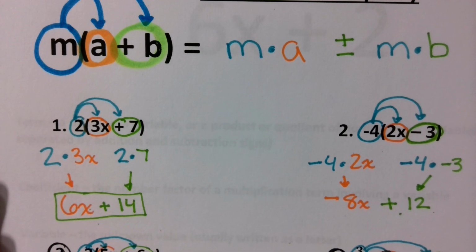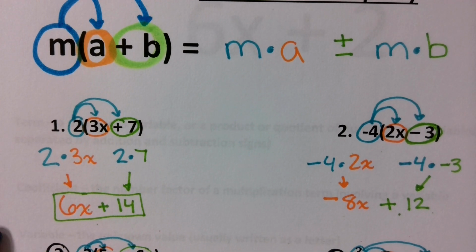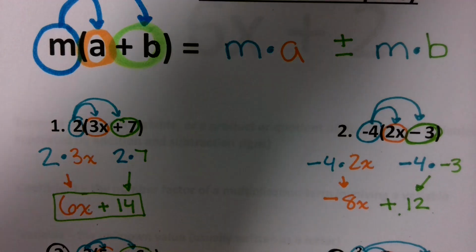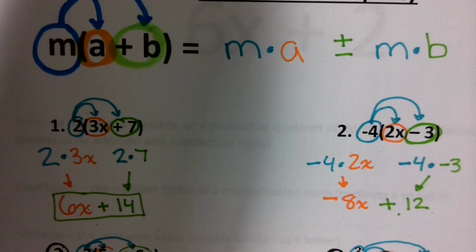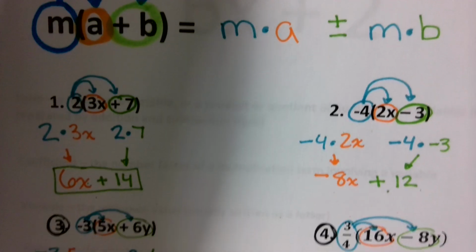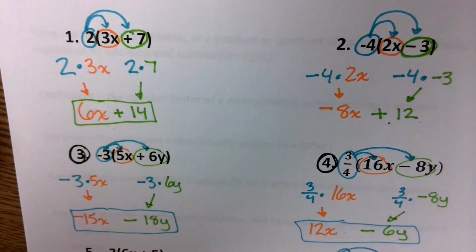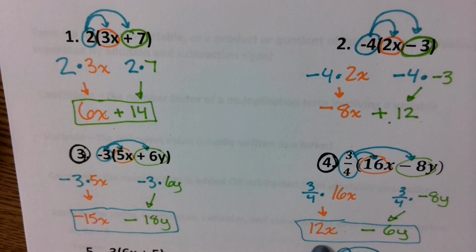Problem number 3, what did you guys get? Demi, what did you get for number 3? I got negative 15x minus 18. Good. Negative 15x minus 18y. Brooklyn, number 4? 12 minus 6y. Where's your variables? 12x minus 6y. Good. So we got negative 15x minus 18y for number 3, 12x minus 6y for number 4. What about for problem number 6?